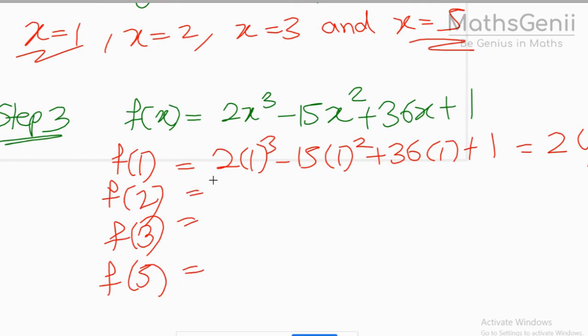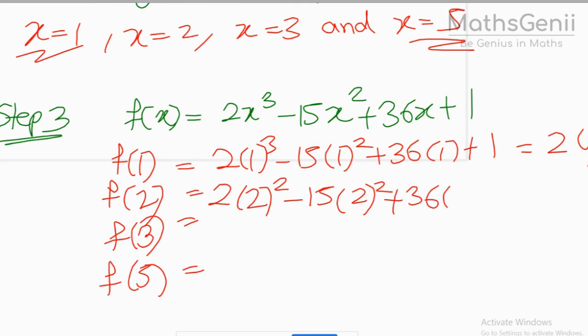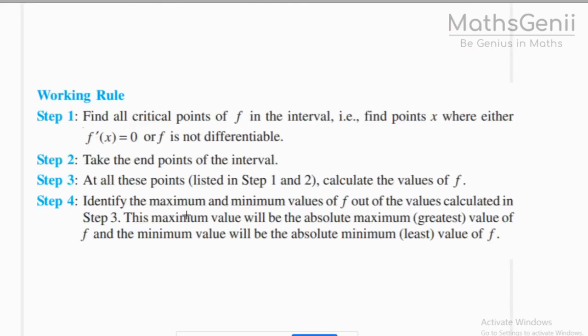In place of x, let's put 2. So we will get 29. In place of x, put 3. Then you will get 28. And in place of x, put 5. You'll get 56. Now what is the last step enlisted? Identify the maximum and minimum values of f out of the values calculated in step 3. This maximum value will be the absolute maximum and the minimum value will be the absolute minimum.